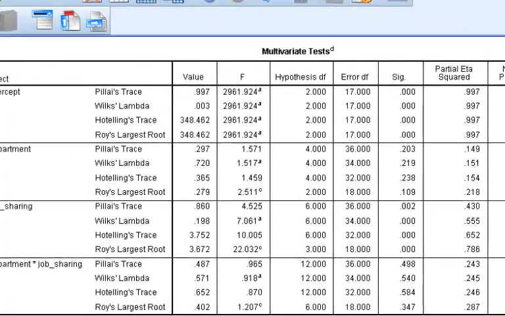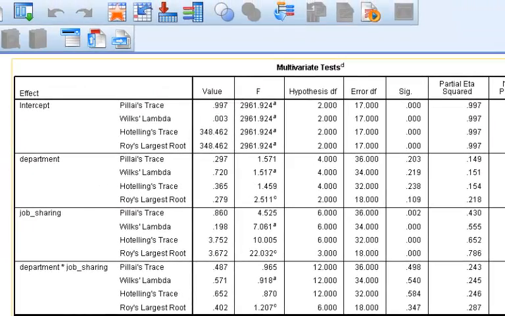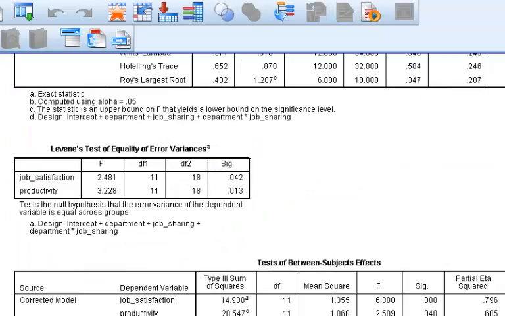So this box only looks at the different IVs. It doesn't break the DVs down into any kind of separation. It just kind of treats them all as one. And we can look at it right off the bat here. So for department, there was no significant difference. Job sharing, there was a significant difference. And the interaction between which department and which level of job sharing, there was no significant difference. So that's good news, right?